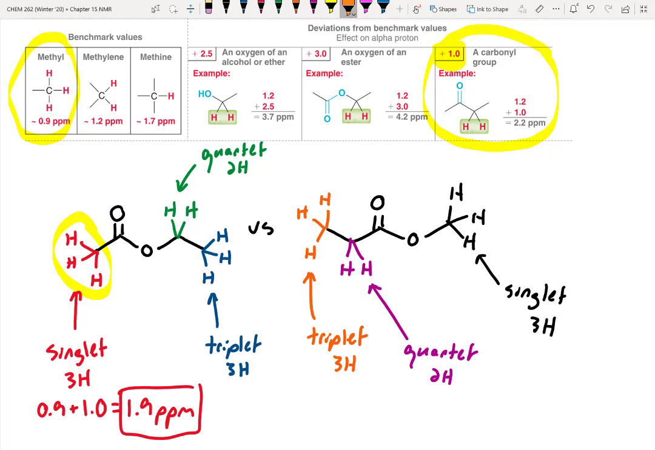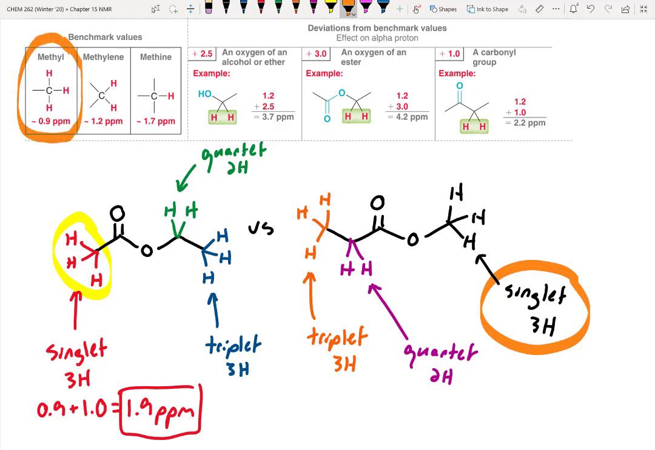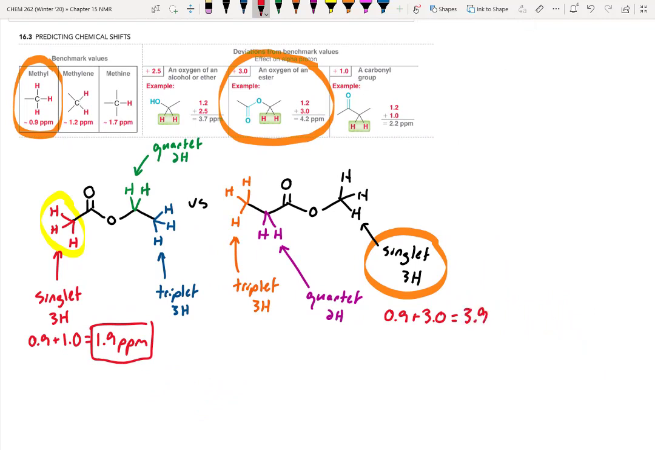Let's go over to the singlet on the other side. So the singlet on the other molecule we said was 3H. Again, I could say, well, it's still a methyl group, so it's still going to be 0.9. And then I would say, well, this time it's attached directly to an oxygen, right? What sort of oxygen? Of an ester, right? So then I would go over here and say it's attached to the oxygen of an ester, so I need to add 3 to it. So now I can say this should show up at 3.9 ppm. So now we can start using chemical shift as a way of actually differentiating which of these two potential compounds we have in solution, which is pretty cool.